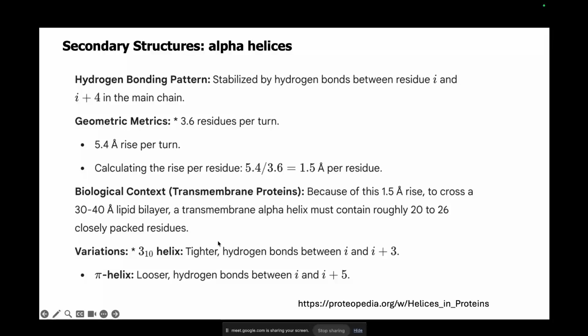So there can be other variations to these alpha helices. There is the 3-10 helix as well, which is a little bit tighter. The original alpha helix has a hydrogen bond between residue I and I plus 4. In this case, it is I and I plus 3, and the pi helix is a little bit looser, with hydrogen bonds between I and I plus 5.